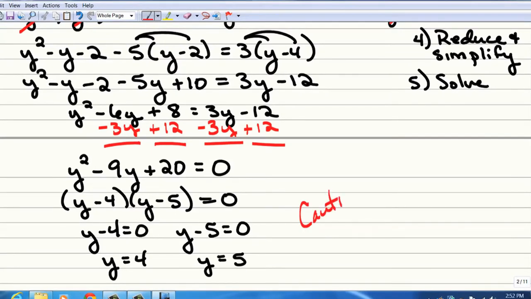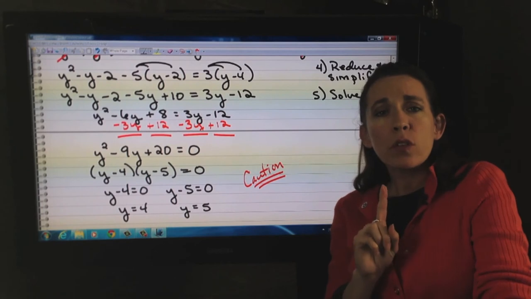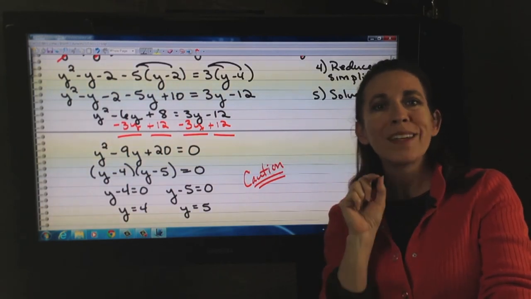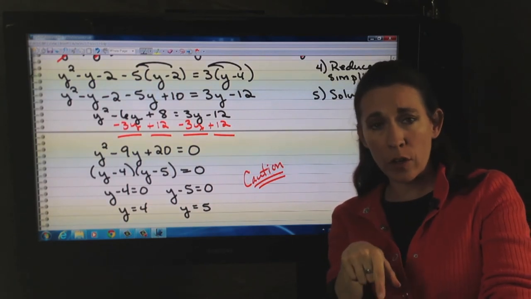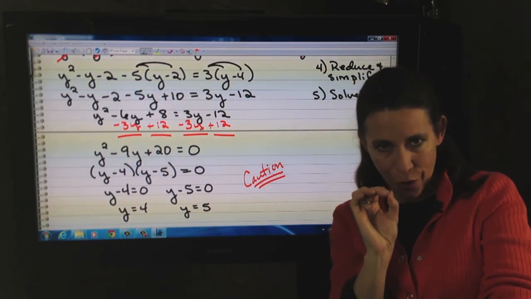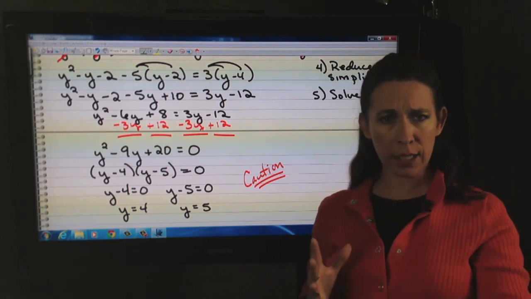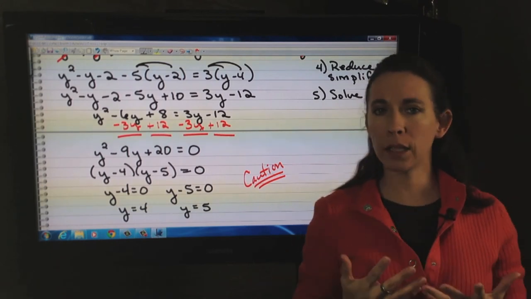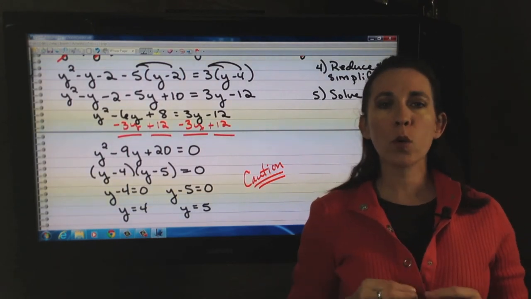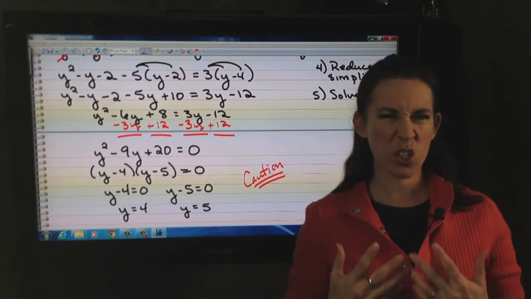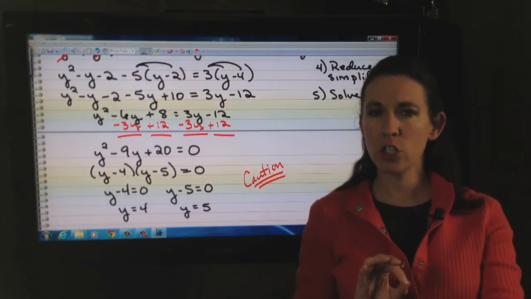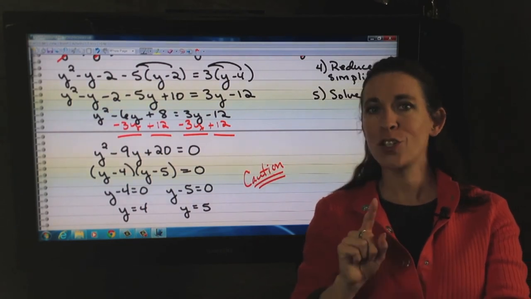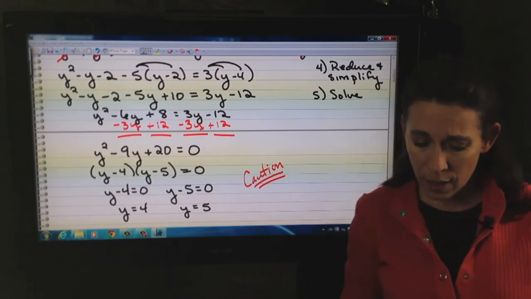We have a caution here. Our original equation was rational, so we had a fraction, right? What are we not allowed to have in the denominator of a fraction? 0. Good. We can't divide by 0. It's not allowed. Just like with square roots, we can't take the square root of a negative number. It's not allowed in the real number system. So whenever you have a restriction, we call it a restricted domain, whenever you have a restriction in your original equation, you always must check your answer to be sure that it's allowed. Okay?